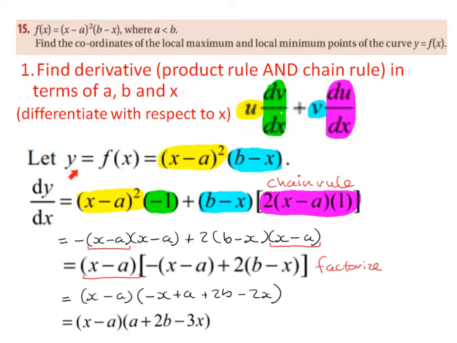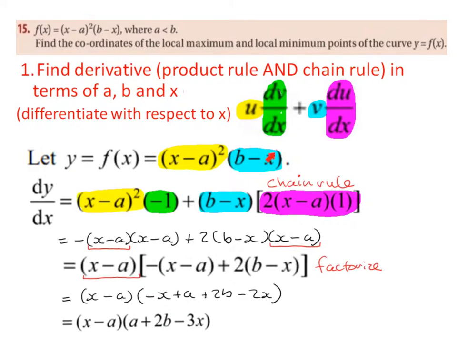So let y equal f of x, which is equal to (x minus a) squared multiplied by (b minus x). So the u will be (x minus a) squared, and the v will be b minus x, and we're going to sub into our product rule formula. So dy/dx will be u, which is (x minus a) squared, multiplied by dv/dx, the derivative of v with respect to x.